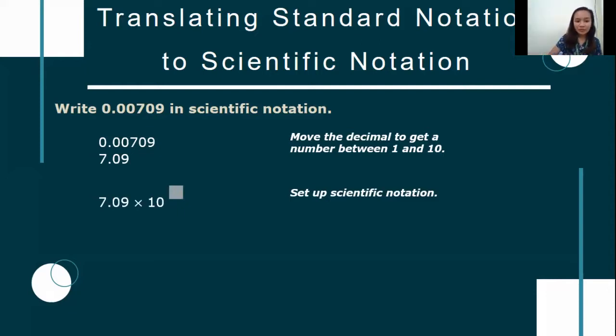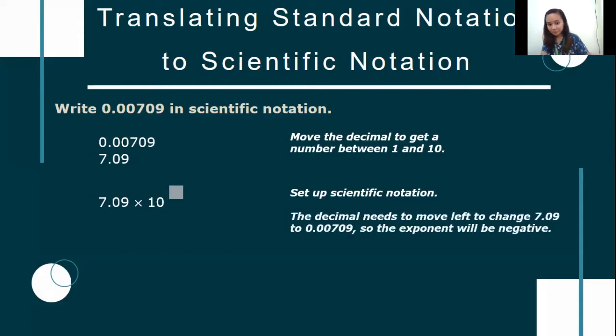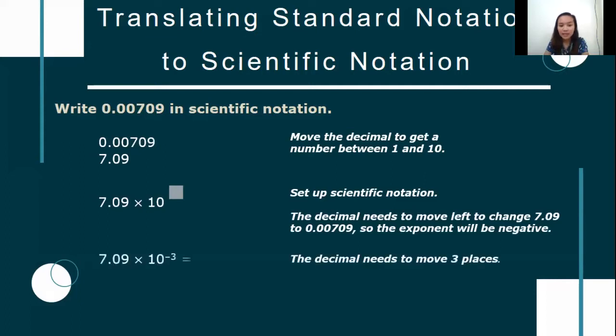Now you can set up the scientific notation. Your coefficient is 7.09 times 10 raised to, how many times did you move your decimal point? So you moved your decimal point 3 times going to the right. So your exponent now will be negative. Okay, so that's 7.09 times 10 raised to negative 3.